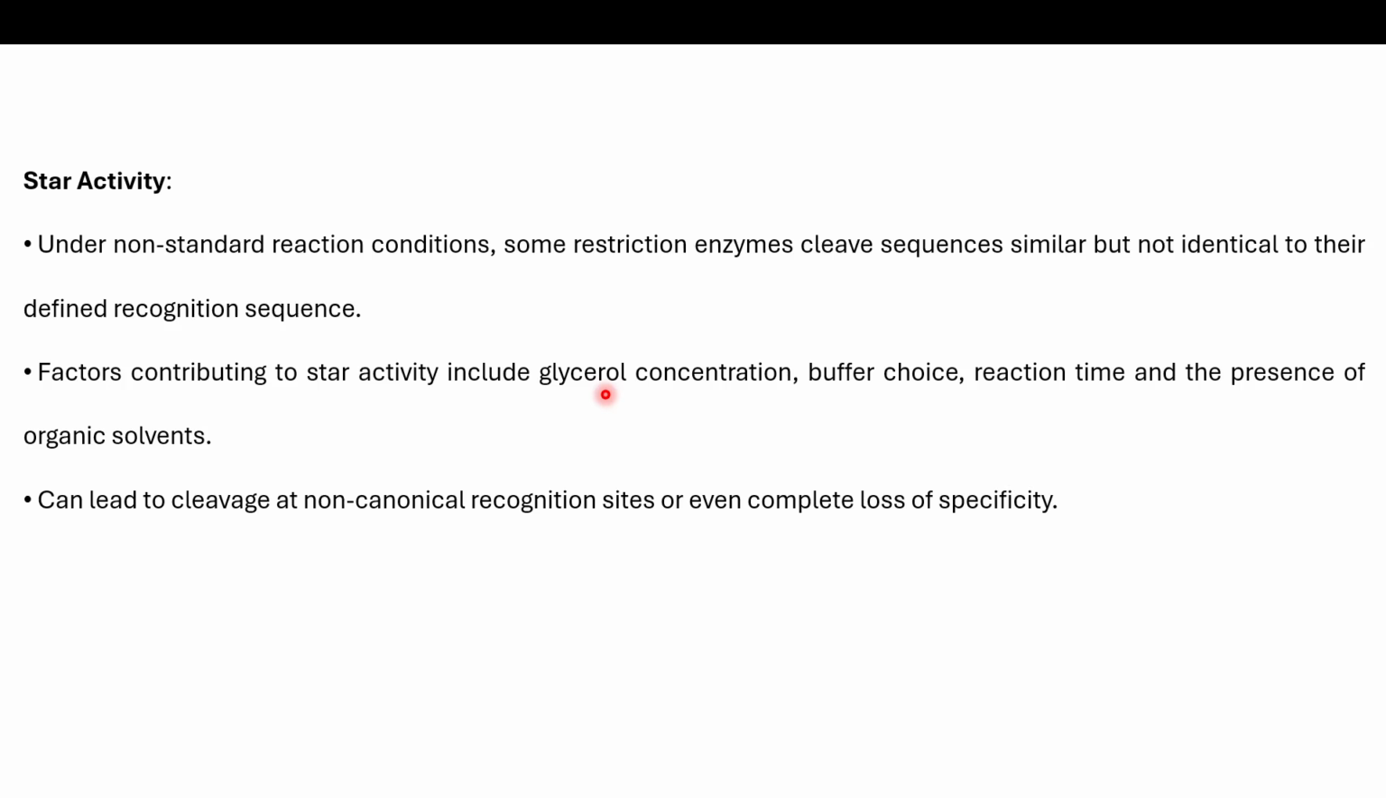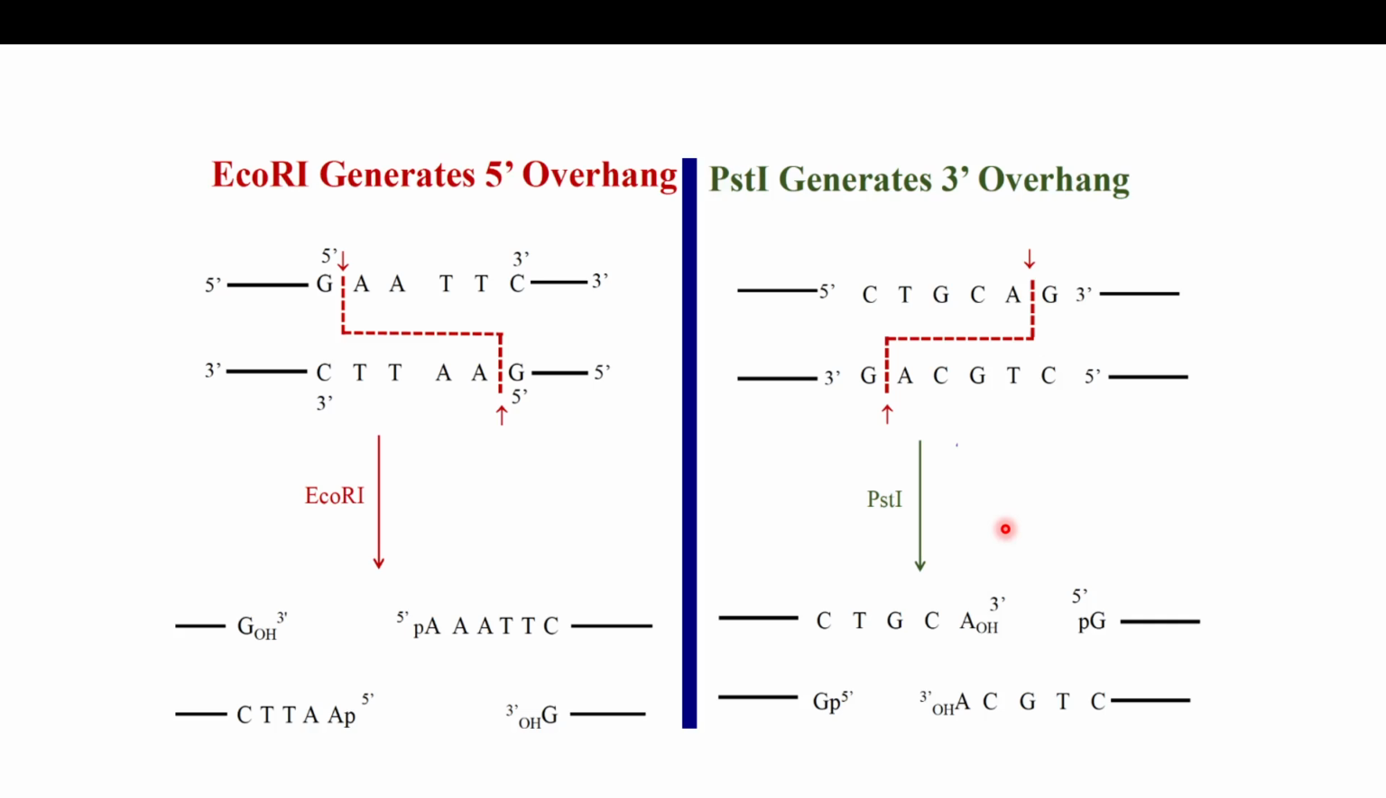and that's how it helps in maintaining the enzyme's optimum activity. Okay, so star activity of an enzyme can lead to cleavage at non-canonical or non-specific recognition sites, or even complete loss of specificity. Now, after the action of any kind of restriction enzyme, the generated ends or overhangs can differ in how they look.